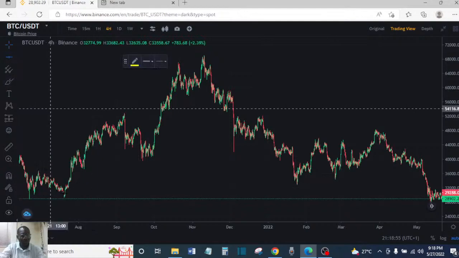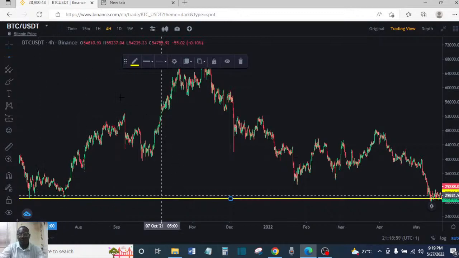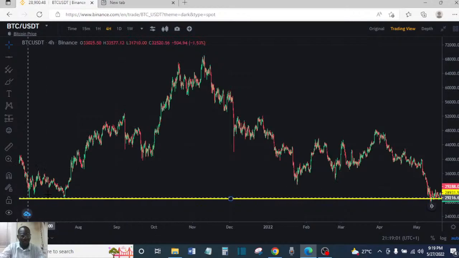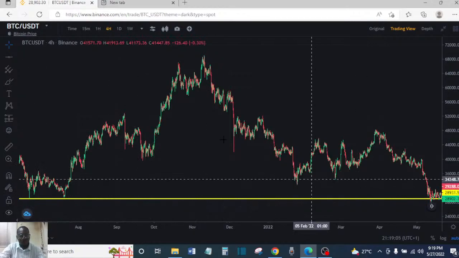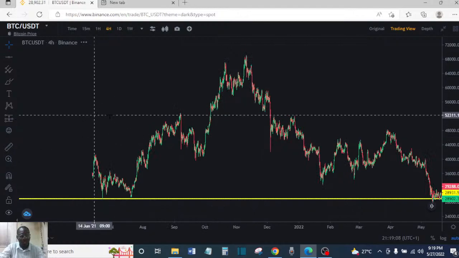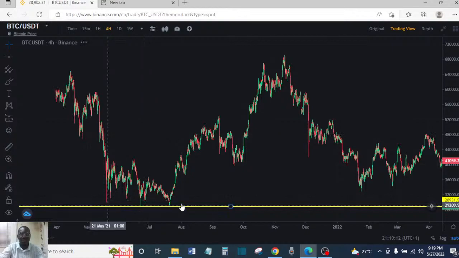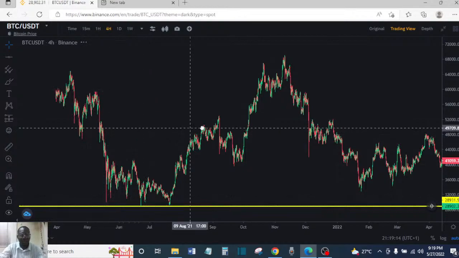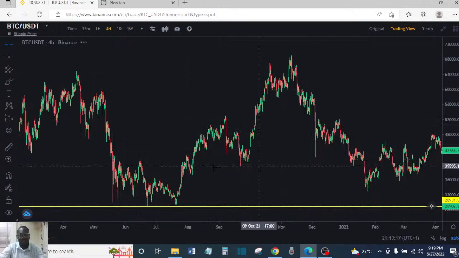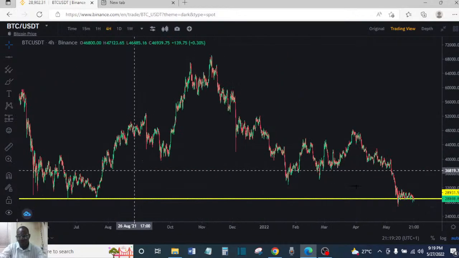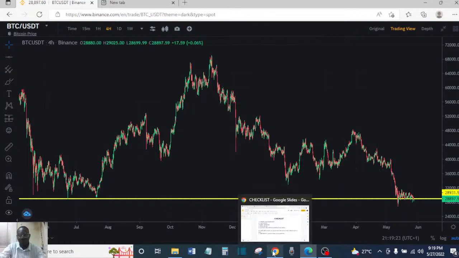Use your horizontal line. Okay, so this is your support. You can see which needs to be taken out. You can see this is a major support area. When you look in time past, this is a major support area. Okay, so your support is determined. So now what is next on the checklist?